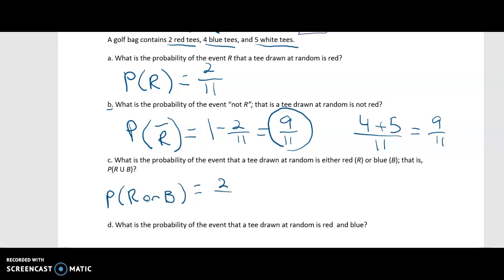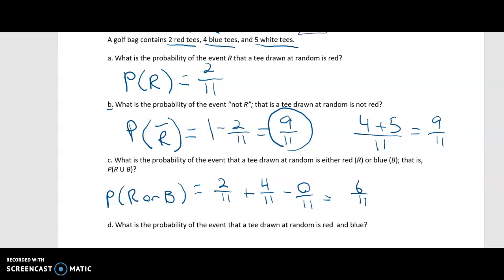Well, there are 2 red T's out of 11 T's, plus 4 blue T's out of 11 T's. And there are 0 T's that are both red and blue at the same time, so I'll subtract 0 out of 11, and I'll get 6/11 for my total.